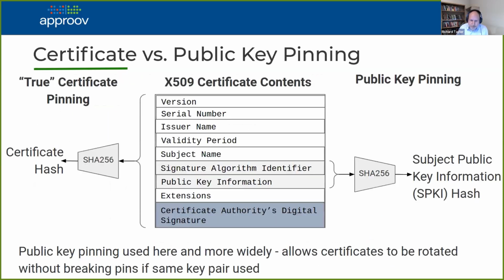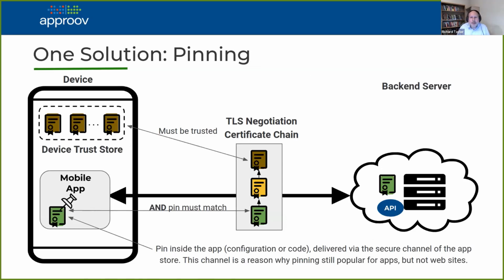So what can we do about this? Well, one solution which is used and has been quite widely employed in mobile apps is pinning. And you'll find that a lot of very security conscious apps, banking apps, etc., do routinely employ pinning, but it's not completely across the industry. So essentially what pinning is doing is providing an additional check.